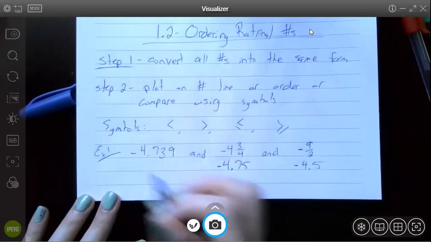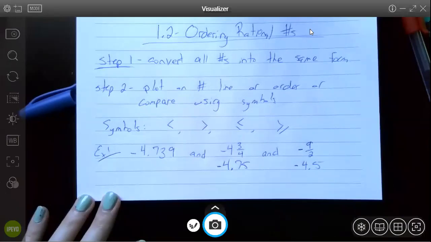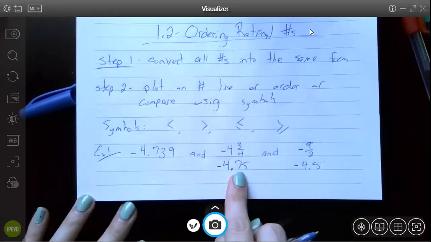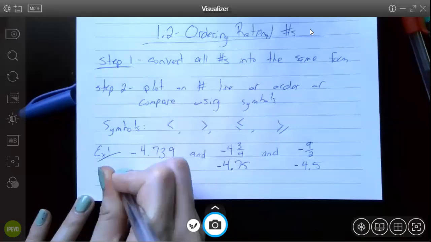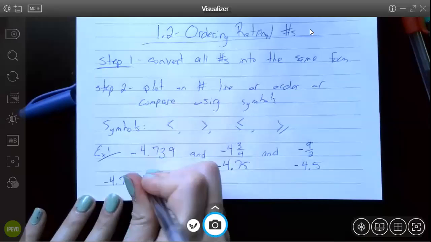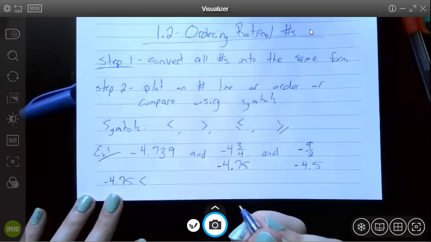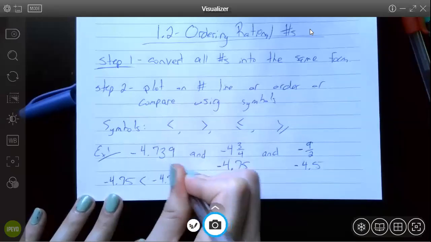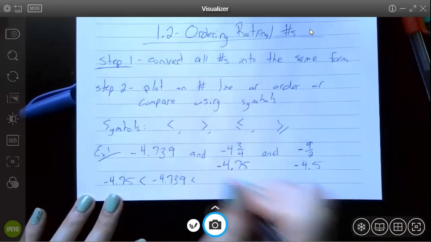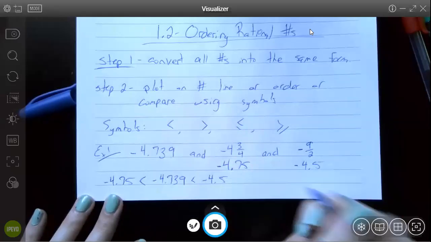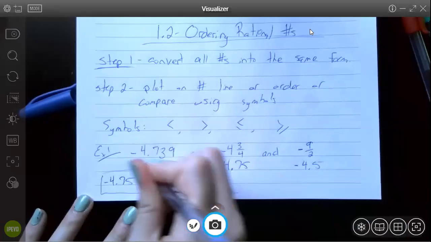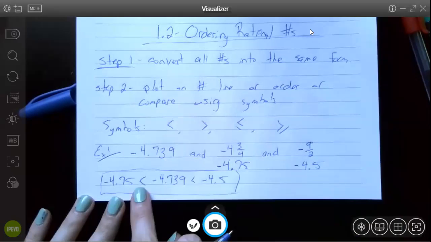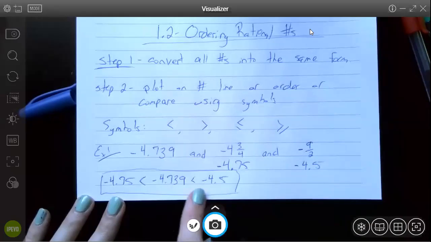So if I were to put these on a number line or write them in order, we would have as our least value the -4.75. That is going to be less than the -4.739, which is less than -4.5. So this would be your answer if you're using symbols. If you just wanted to order them, you would just use commas between them instead of symbols.